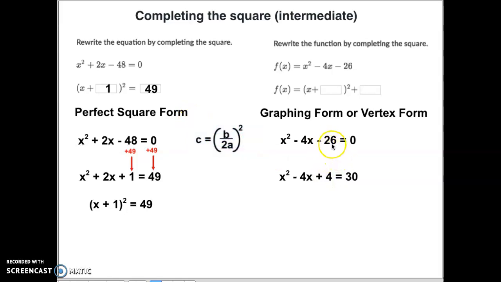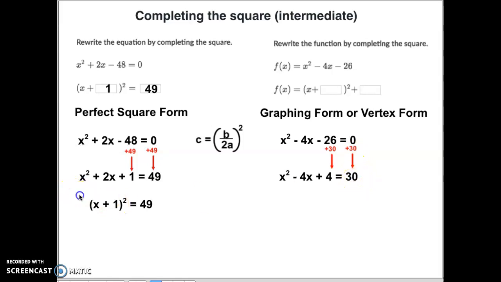Well, how did I get from negative 26 to positive 4? You might say, well, wouldn't you have to add 30? That's correct. If I add 30 to negative 26, I get to positive 4. But whatever I do to one side, I must do to the other side. So I add 30 to this side as well, okay?